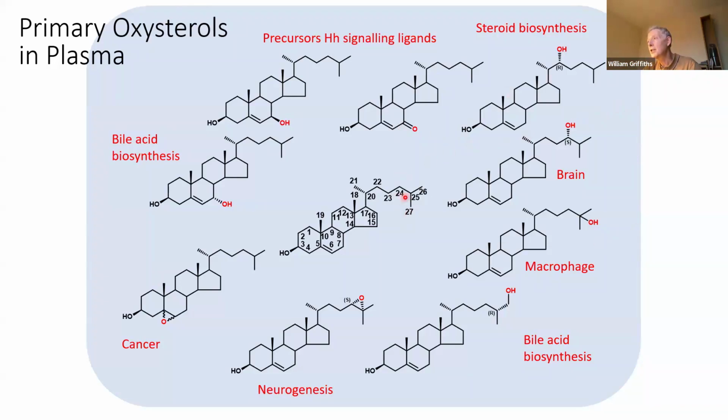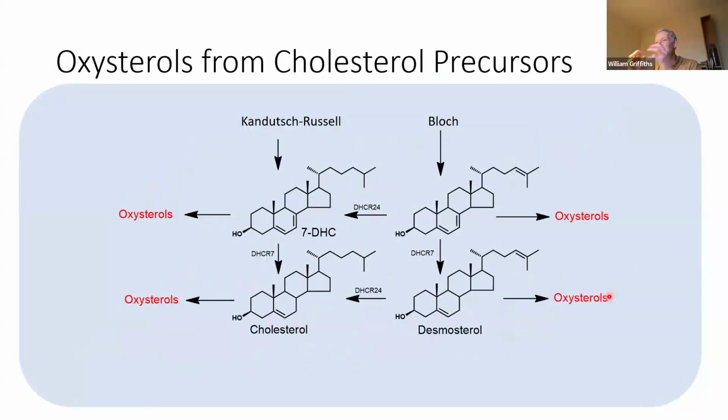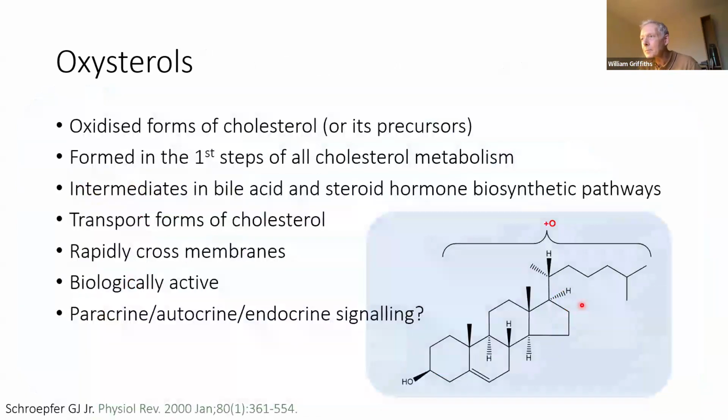If we take 24-hydroxycholesterol as our example, it can be metabolized further to 7-alpha-24-hydroxycholesterol, onto 7-alpha-24,26-trihydroxycholesterol, and so on. So the number of potential oxysterols is getting huge, and things are even more complicated as some of the cholesterol precursors can also make oxysterols. If you look at the Kandutsch-Russell pathway, 7-dehydrocholesterol is a precursor to oxysterols. If you look at the Bloch pathway, desmosterol is a precursor to oxysterols. So this oxysterolome is absolutely massive.